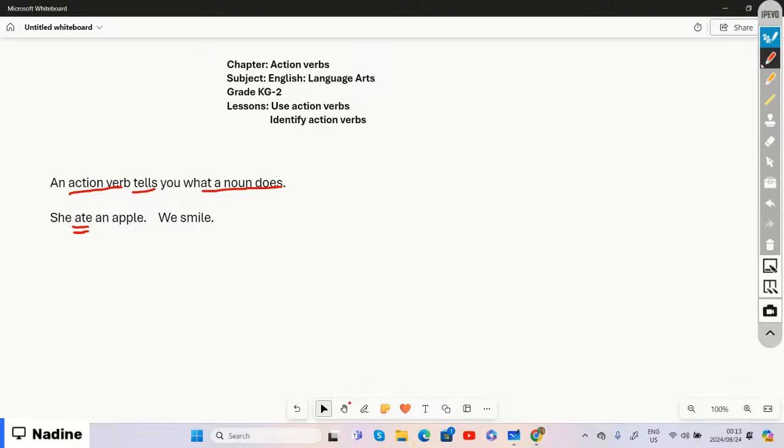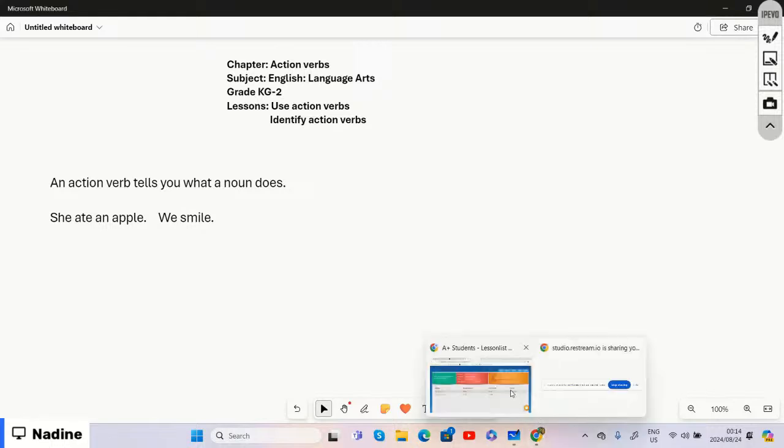All right, so now we're going to aplusstudents.ca, and there we are going to find out more about action verbs as well as look at more examples of action verbs. Smile is our verb.